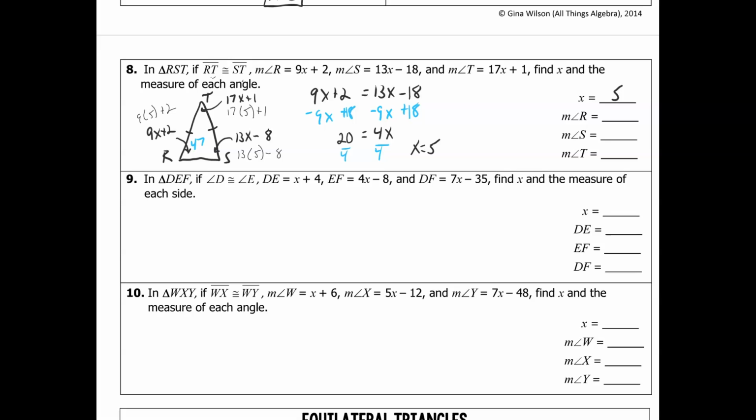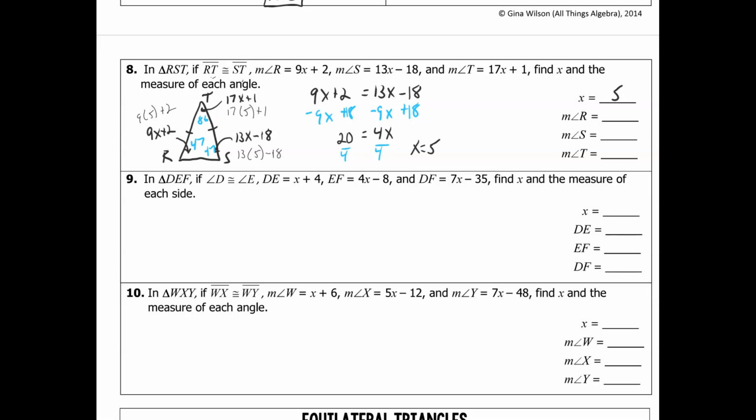Oh, this is an 18. That's fine. That's part of the mistake that I had before. So this is minus 18. So this is 65 minus 18, which is also 47. And then the top one here would be 17 times 5 plus 1, which is, let's see, 50, 86. And there we have them.